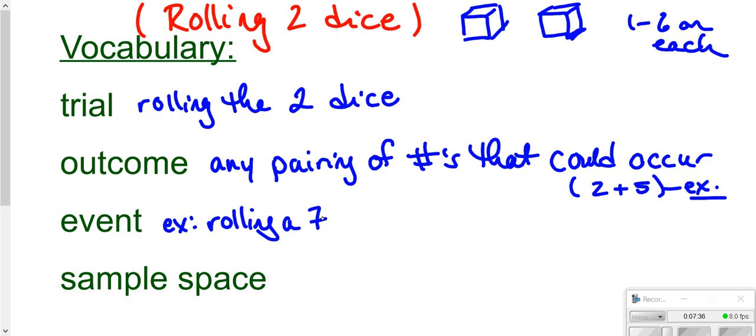The distinction here between outcome and event is that there could be a lot of different outcomes. Getting the 2 and the 5 is part of the event of rolling a 7. So the outcome 2 and 5 is within the event rolling a total of 7. But there are other outcomes that would fit inside the event, such as rolling a 1 and a 6, a 6 and a 1, a 3 and a 4, a 4 and a 3. So there are many outcomes that would fit inside the parameter of rolling a total of 7.